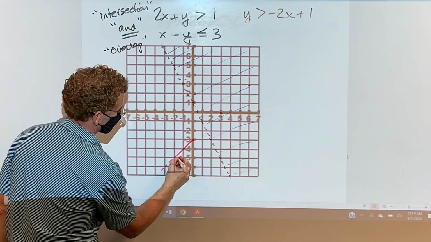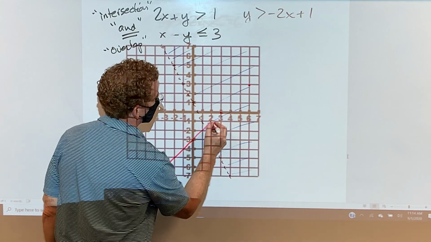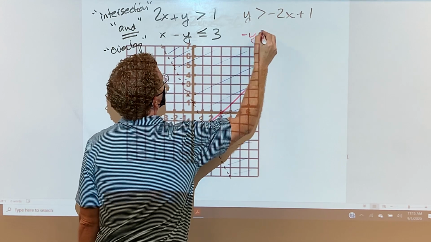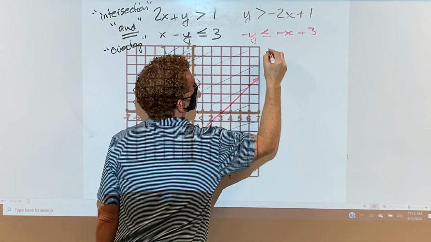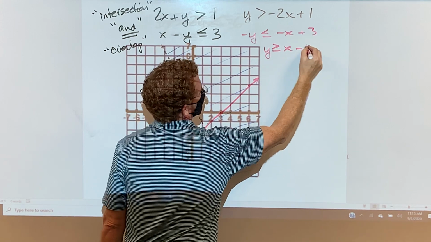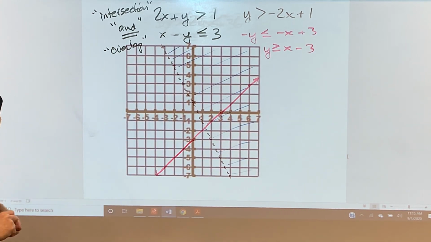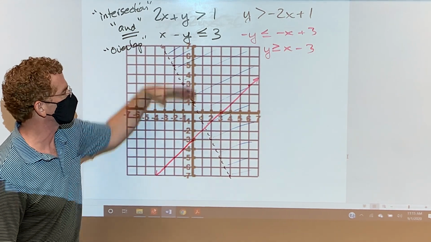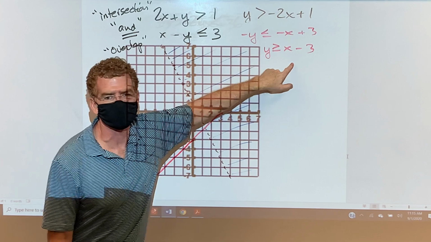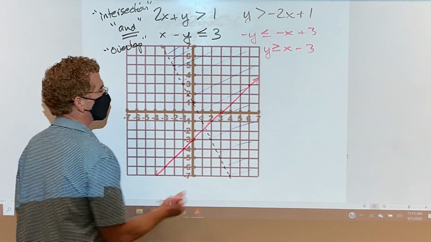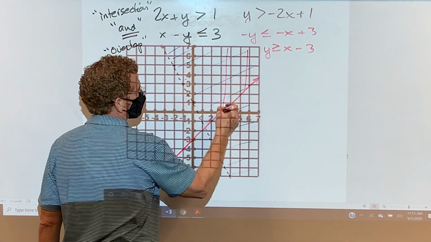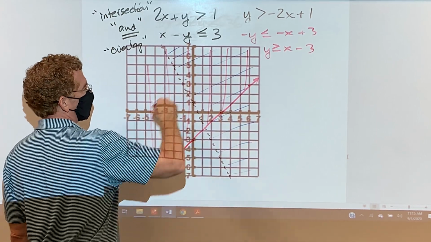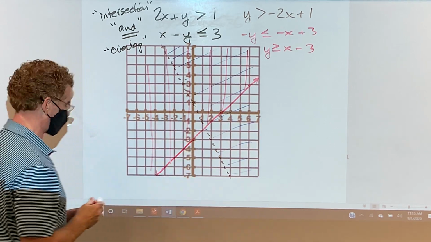Solid or dotted? Solid. And if you had solved for Y, you would have gotten Y greater than or equal to X minus 3. So where would you shade here? If you plugged in 0, 0, it's true. So shade up. If you would solve for Y, it's Y greater than or equal to, shade up. Now when I shade up, again, I'm going to shade lightly, because what is my answer? Is it the blue, the red, and the overlap, or just the overlap?